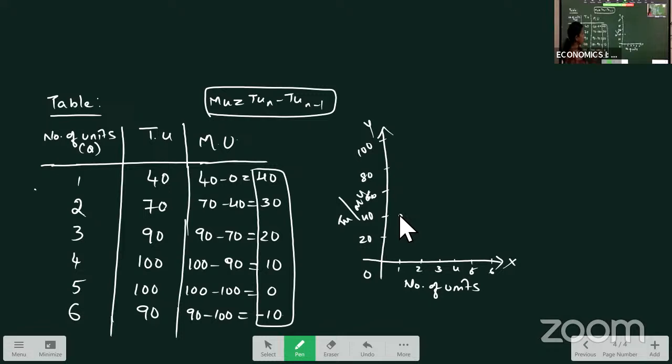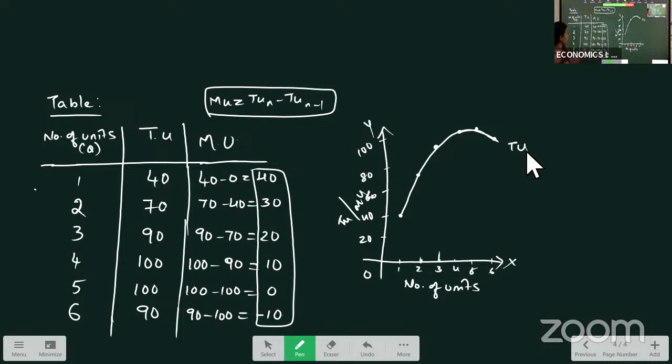Next, second unit, 70. Second unit, 70 means between 60 and 80. I'll put a point over here. Third unit, 90. 4 units, 100. Hope everyone is understanding this. Fifth unit 100, sixth again 90. We got the same thing over here. I have plotted these points, just join them. This is my total utility curve.